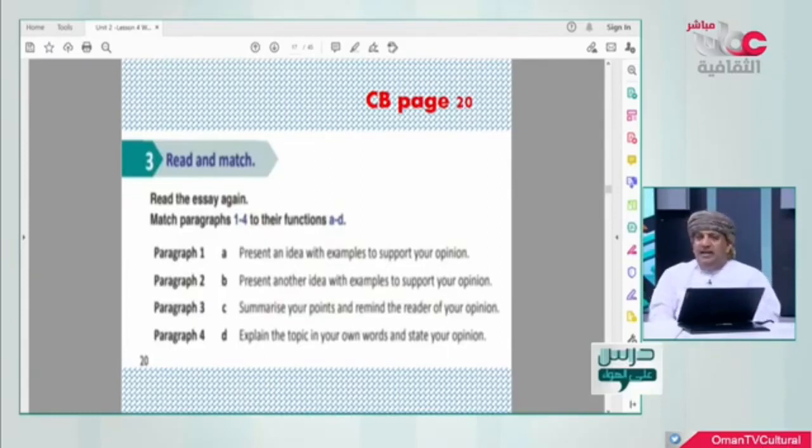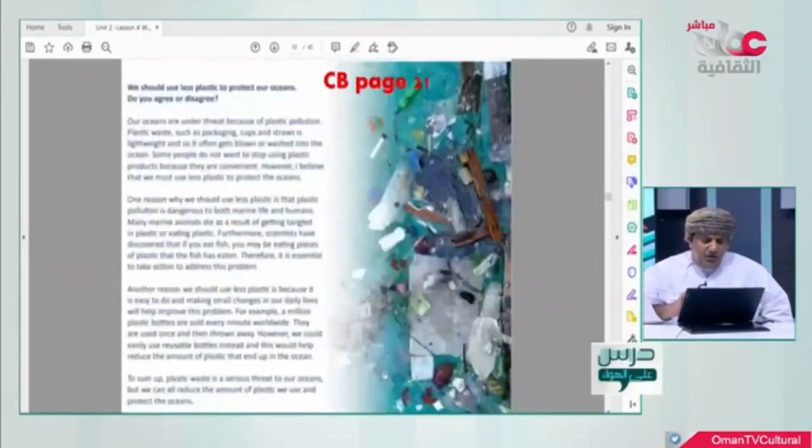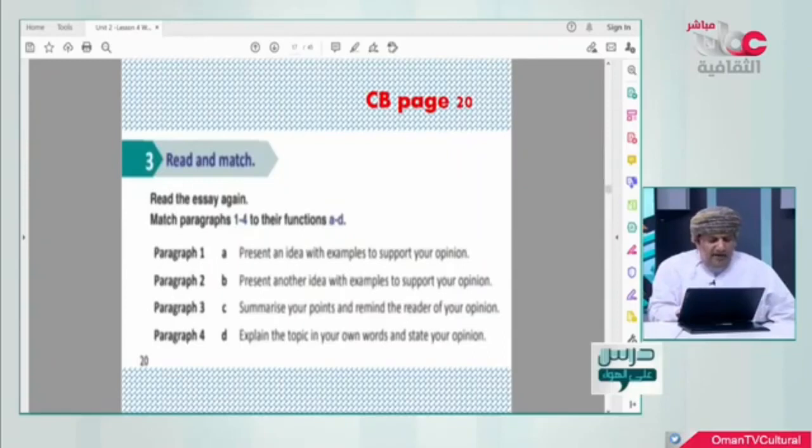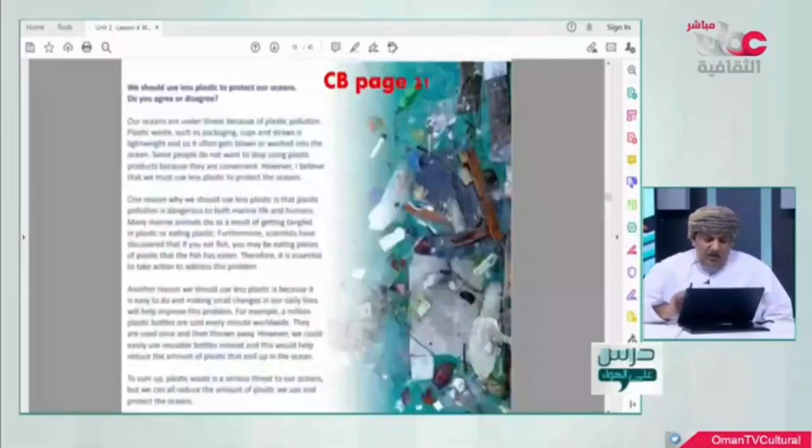Explanation. Okay, so giving explanation should be in the first part of your essay. So it should be the introduction. So paragraph number 1 with D, paragraph number 2 with A, paragraph number 3 with B, and paragraph 4 with C. So let's look at this.